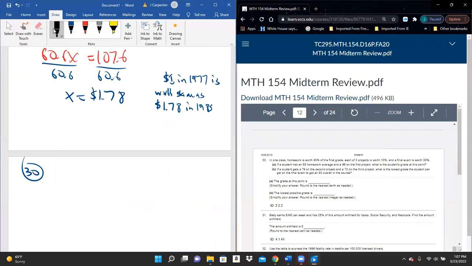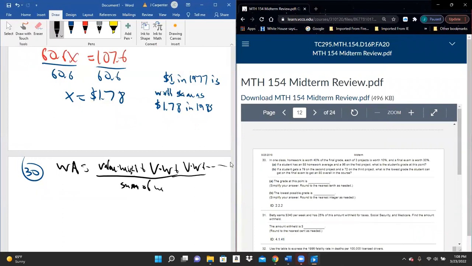30. In one class, homework is worth 40% of the final grade. Each of 3 projects is worth 10%, and a final exam is worth 30%. So this is going to use that weighted average formula. So remember, your weighted average is a sum product. It's the weight times the value, plus the value times the weight, plus the value times the weight, until you get all of them. And then that's just over the sum of the weights.